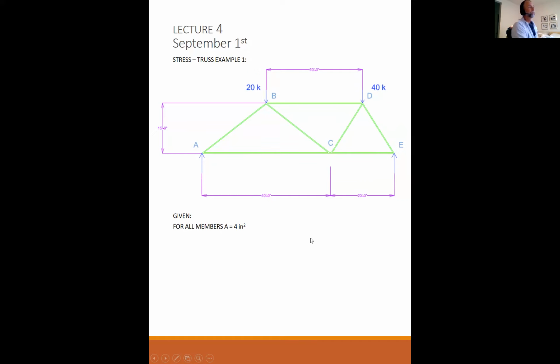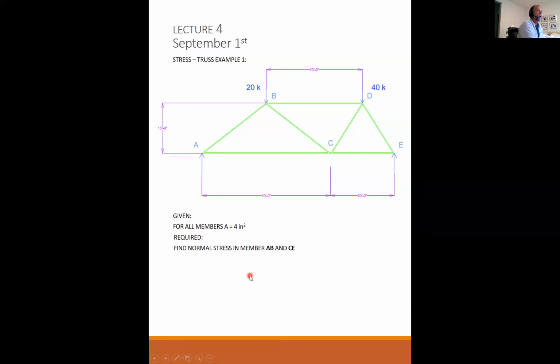So given, for this particular problem, all the members have an area of 4 inches squared. Just keep it simple. And the rest of it is just in the geometry. Here we have our end reactions at A and E, and the applied loads are 20 kips at B, 40 kips at D.